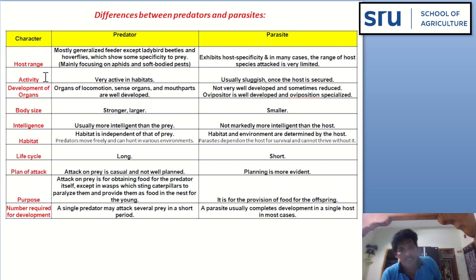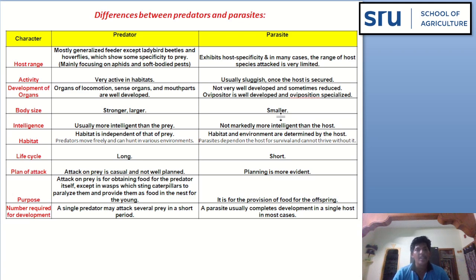Development of organs. In predators, organs of locomotion, sense organs, and mouthparts are very well developed. But in the case of parasites, these organs are not that well developed. But in parasites, the ovipositor is well developed and oviposition is specialized. In the case of predators, body size is stronger and larger. In the case of parasites, the body size is weaker and smaller.